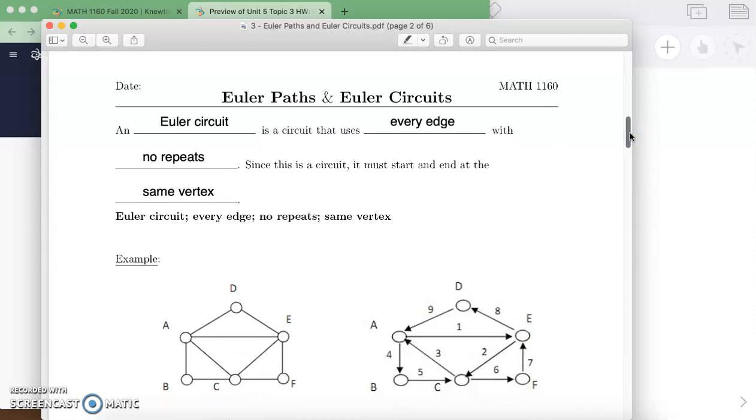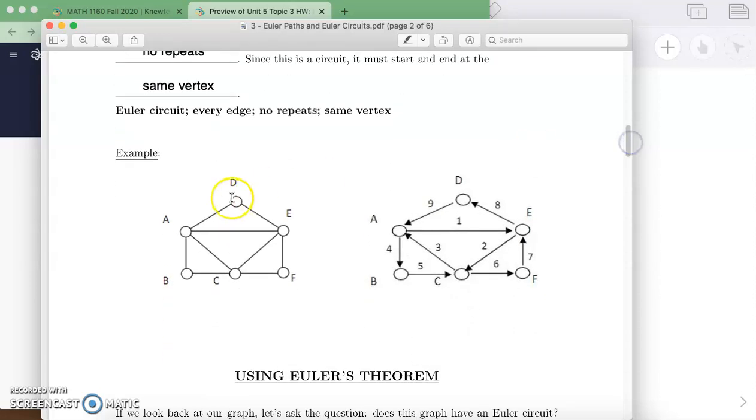An Euler circuit is a circuit that uses every edge with no repeats. Since this is a circuit, it must start and end at the same vertex. So here's an example. It's kind of like the house with a little V in the middle. So here, if we were to start at A, we go A to E to C to A. Notice that a vertex is getting repeated, not the edges. Then we go to B to C to F to E to D back to A. So we started at A and we ended at A, and we didn't repeat any edges. We only repeated a vertex here or there.